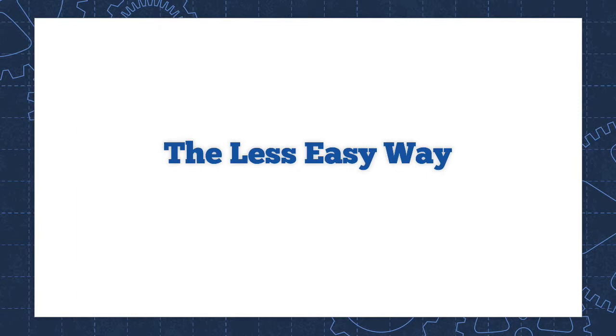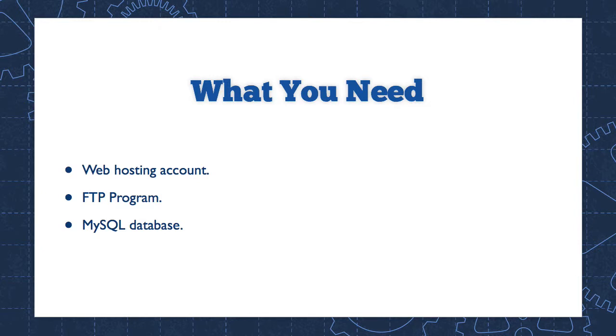The less easy way is a manual installation, and it's pretty easy. I'm going to show you how that works now. So before you get started, there are a few things that you need. Obviously, you need a web hosting account, or you won't have any place to install WordPress. You also need an FTP program. FTP stands for File Transfer Protocol. It's basically a program that lets you move files around from your desktop computer to a web server.